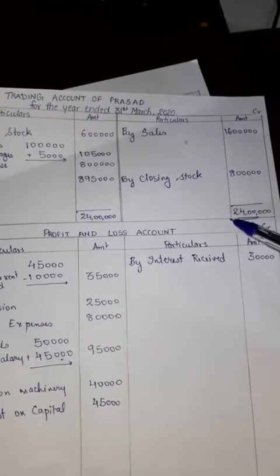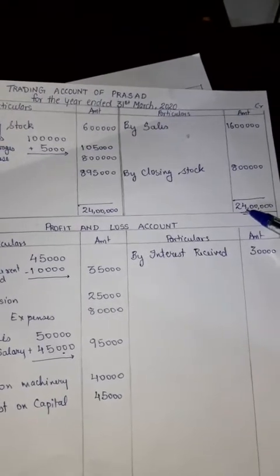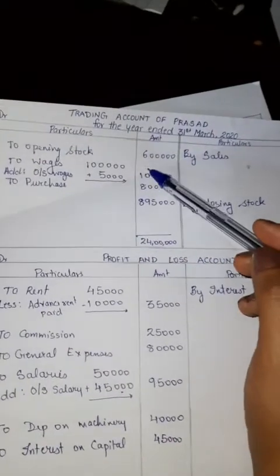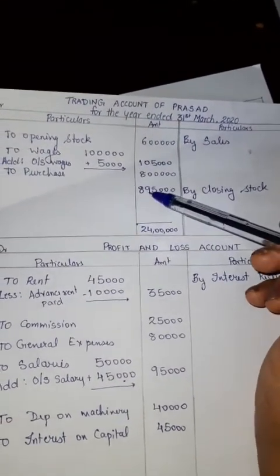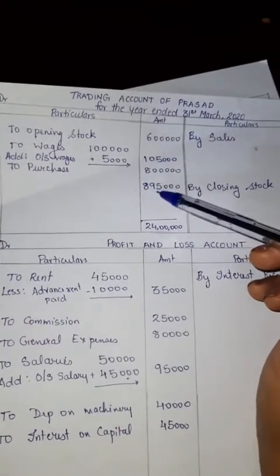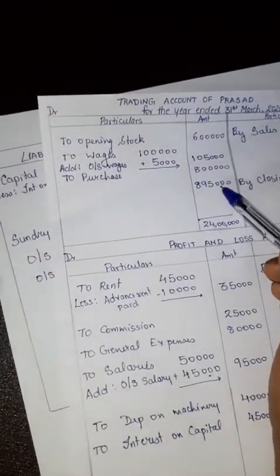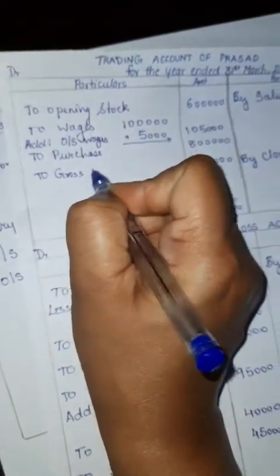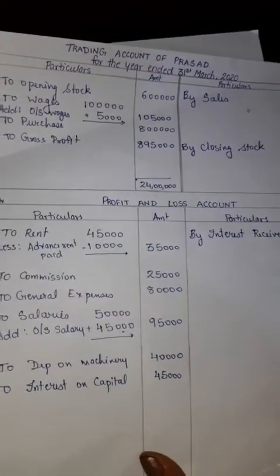First, I made a total of both the sides and found that the credit side was more, and the amount which is more I will write on both sides, debit and credit. But I know that the debit side is not 24 lakh. It is short of 8,95,000. So that short amount I will write, 8,95,000. But what is this amount? This is your gross profit.